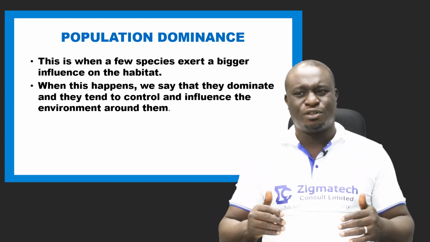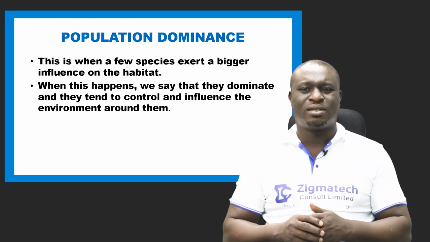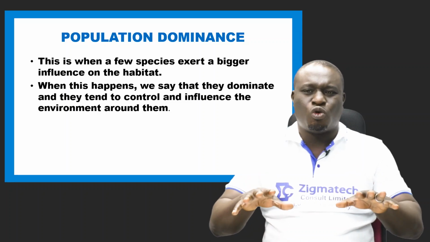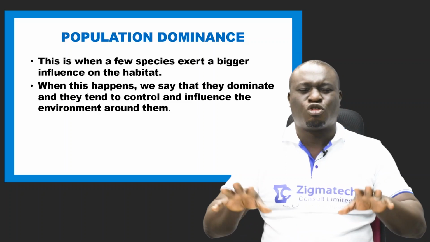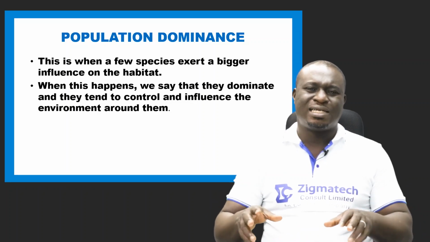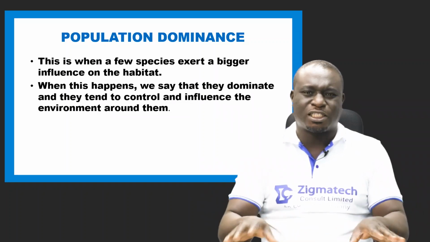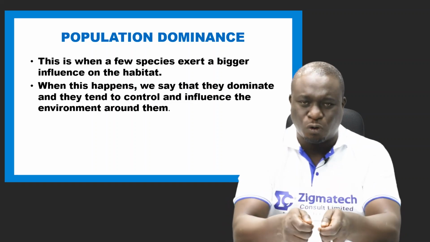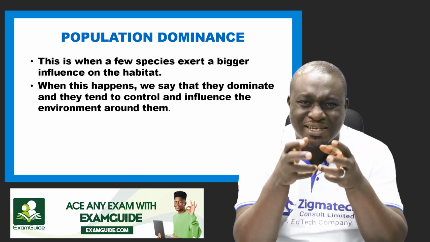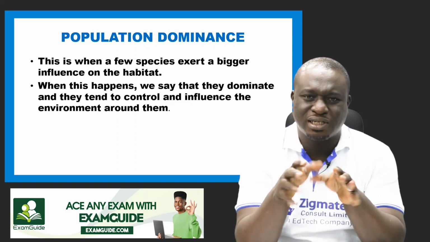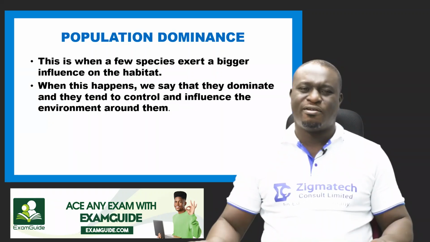When this happens, we say that they dominate, and they tend to control and influence the environment around them. One of the signs that they have dominated that particular place is the control and influence they have over activities in that particular environment.